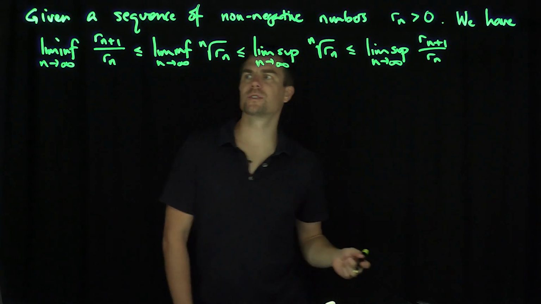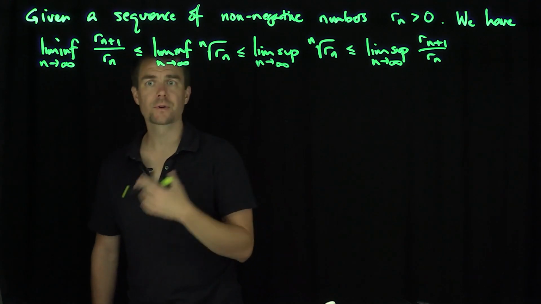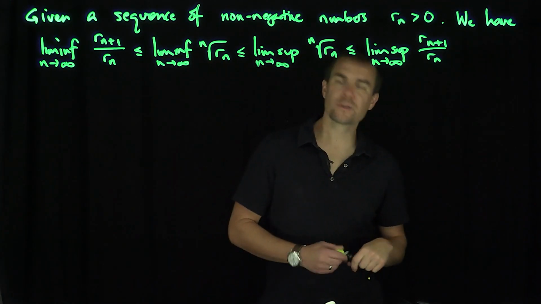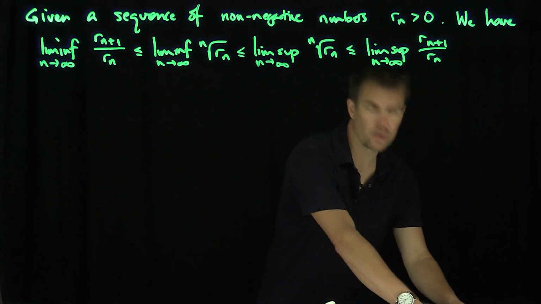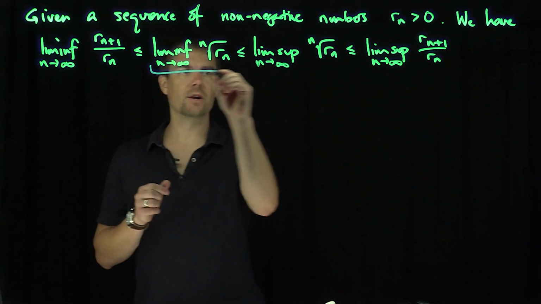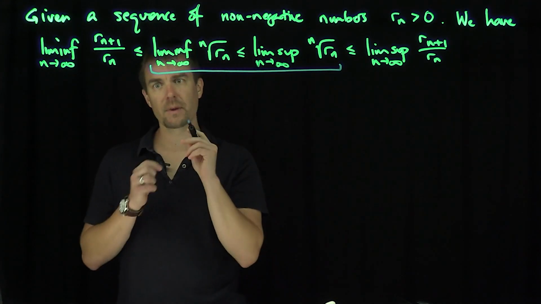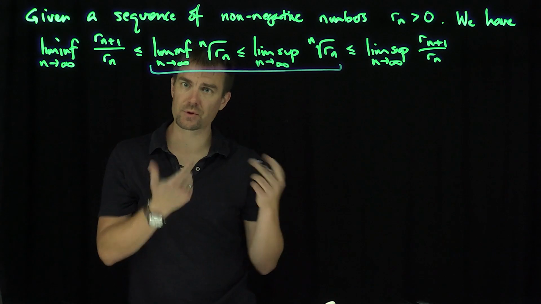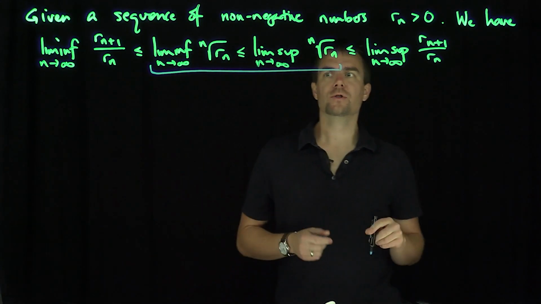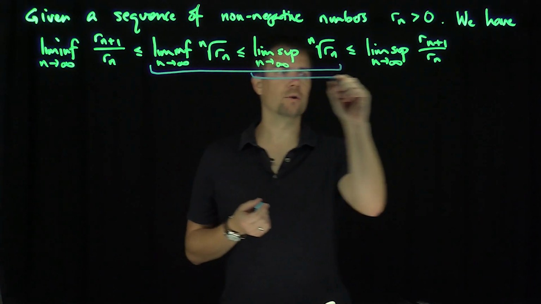And all these quantities are salient quantities when we're dealing with the ratio or root test for the convergence of an infinite series. All right, so one of these inequalities in this sequence is trivial. Like I alluded to earlier, this innermost inequality is trivial because the liminf is always less than or equal to the limsup. So that one we get for free, right? So let's focus on this next intermediate inequality over here.